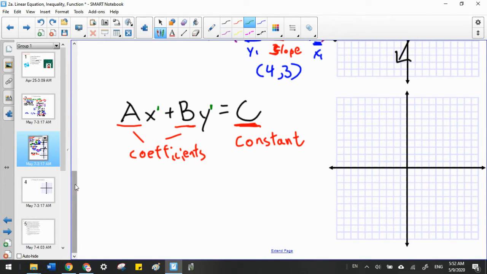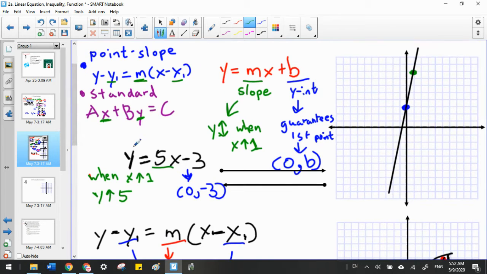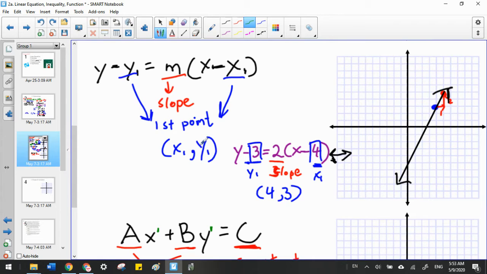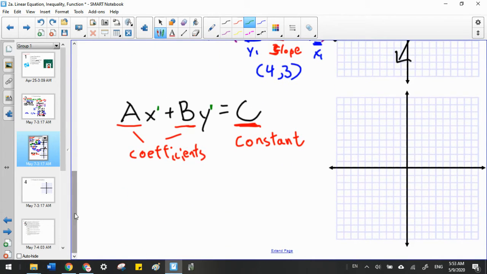So the slope-intercept form gives you a slope and your first point. Point-slope form gives you your slope and your first point. What the standard form tells you is actually 2 points, and I'll show you how to work that math in a second. So I'm going to make one up. Supposing we have 2x plus 4y is equal to 8.